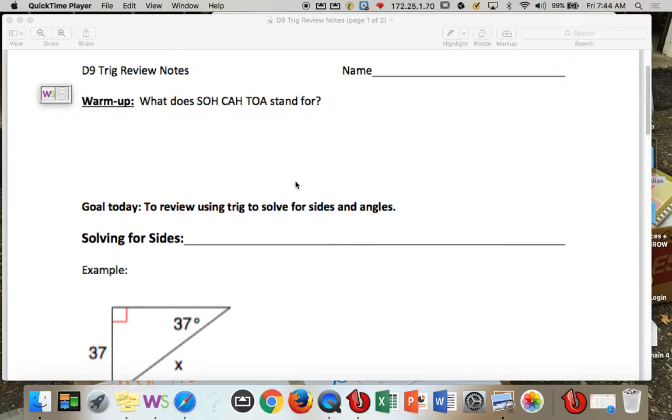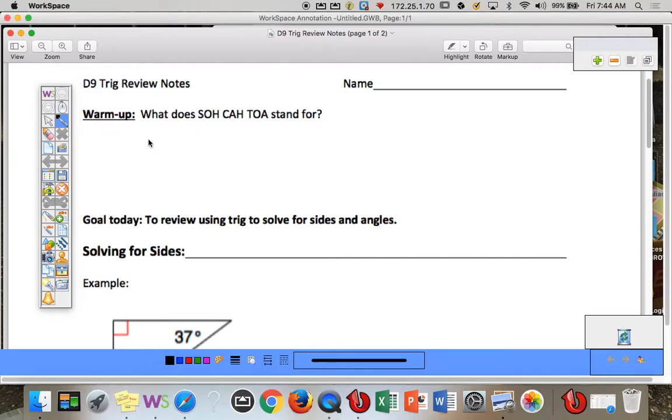We are going to look at using trig to solve for sides and angles today. For the warm-up, what does SOHCAHTOA stand for? It's just an acronym to remember how to set up your trig ratios. So the first one, SO, is sine.